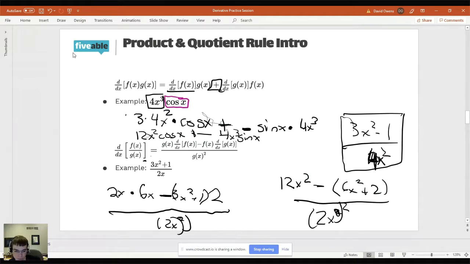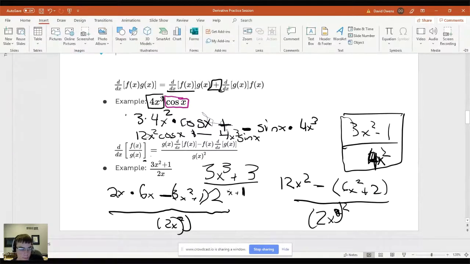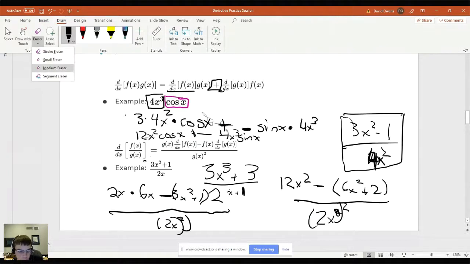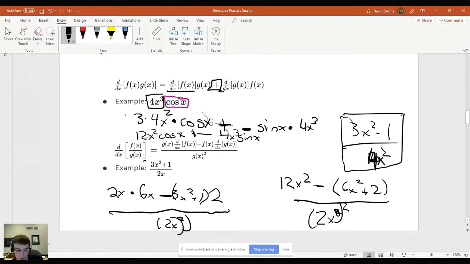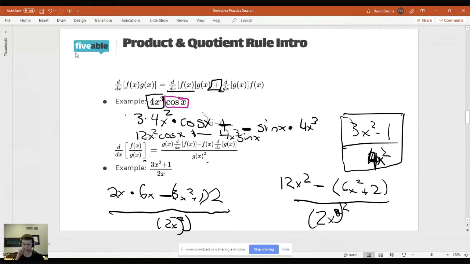So if this were, say, 3x cubed plus 3 over maybe x plus 1, you can see that can be pulled out of here. Or, sorry, it's not the correct example. So if we had, that's good. I got my example. Sorry, this is my first time doing this, so everything's a little bit scattered out here in my layout.